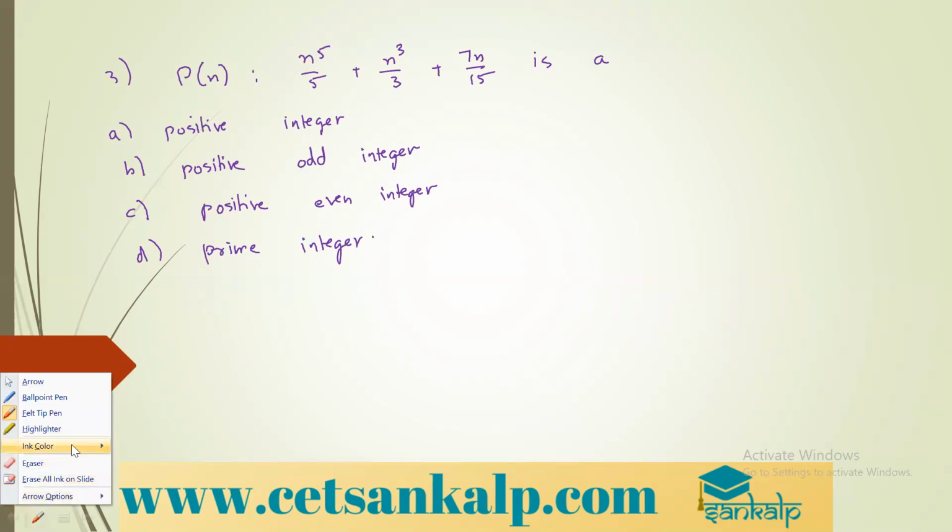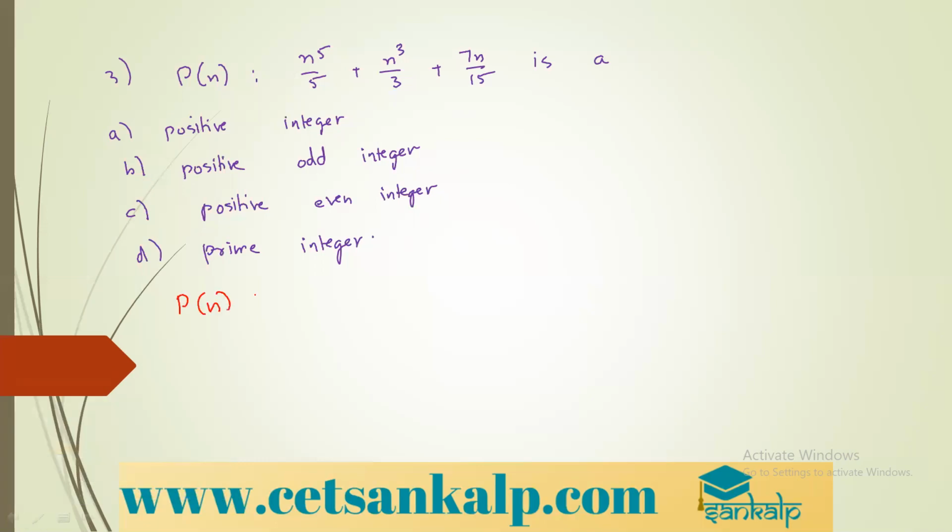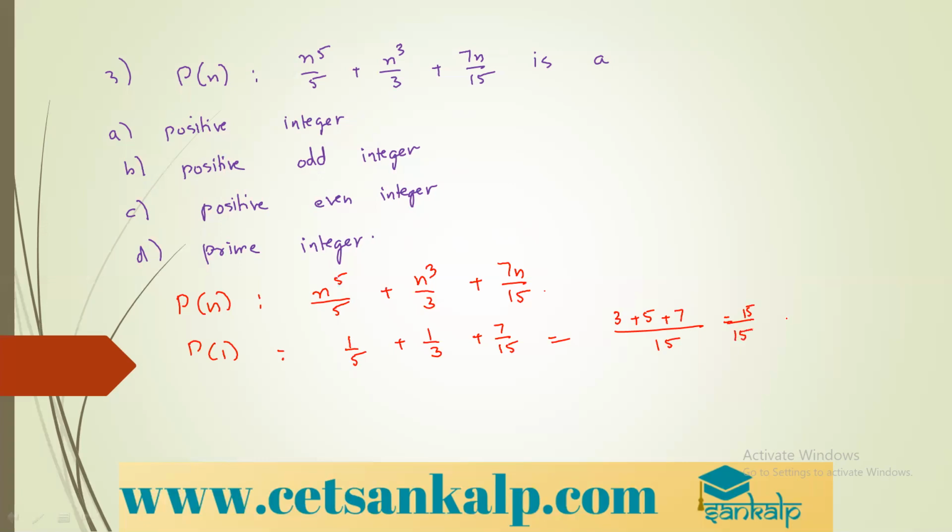So I will start proving this. First, I will take P of n, n power 5 by 5 plus n cube by 3 plus 7n by 15. I will put n as 1. So what I will get? 1 by 5, 1 by 3 plus 7 by 15. I will take common denominator 15. 5 3s, 3 5s, and then 7. I am getting 15 by 15, which is 1. 1 is neither prime nor composite number. So obviously prime integer, because 1 is not a prime. I can cancel that.